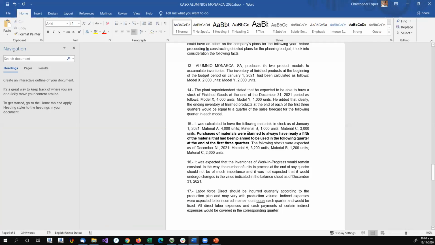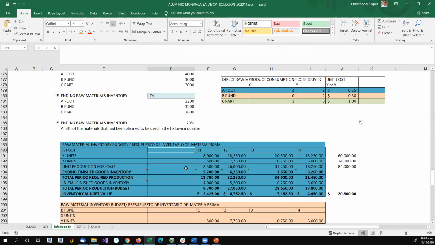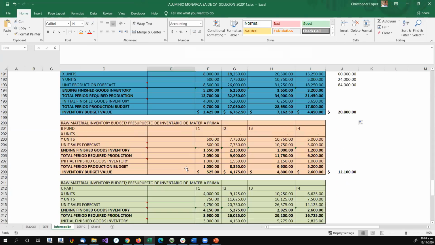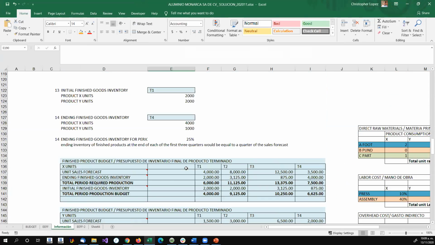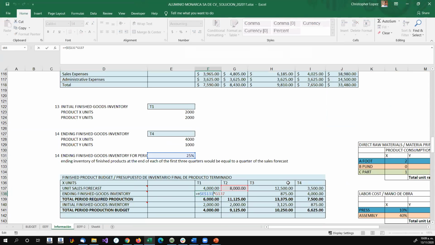It's planned. You are planning to always have ready a fifth of the materials that have been planned to be used in the following quarter, all right? So if you remember also, for the production budget, it was something similar, saying that you needed 25% of the materials. Do you remember that? And what you did is you just multiplied the 25% times the next period projection, okay?